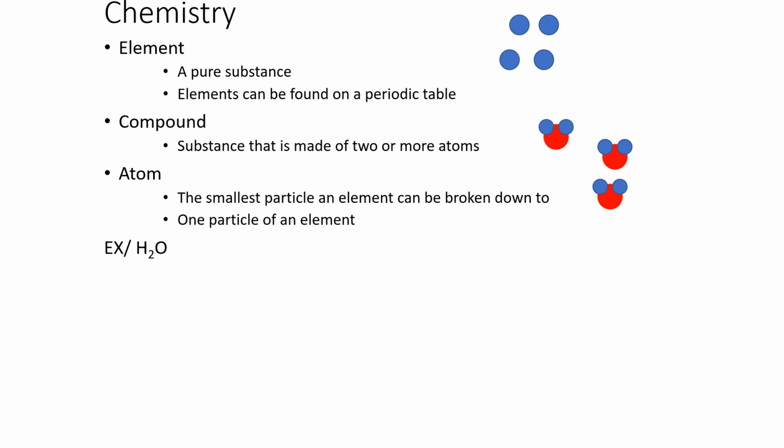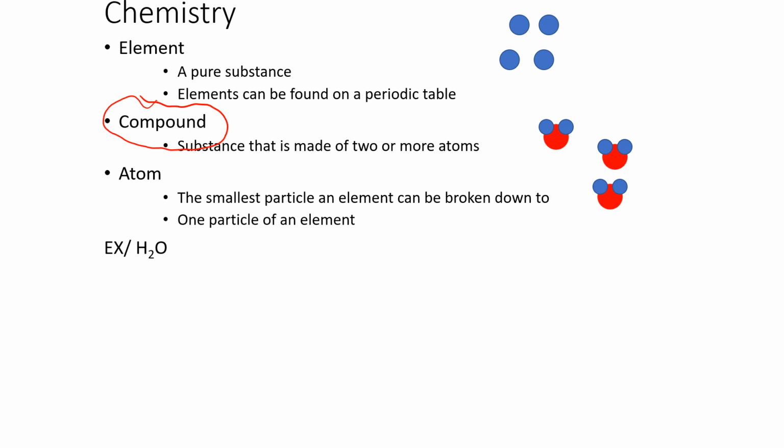Okay, so a couple more definitions we're going to run through, and that is an element. An element is a pure substance, and elements can be found on the periodic table. So anything that you see on the periodic table is considered an element. Now, a substance that is made up of two or more atoms that have chemically combined is called a compound. And there's a whole bunch of different types of compounds.